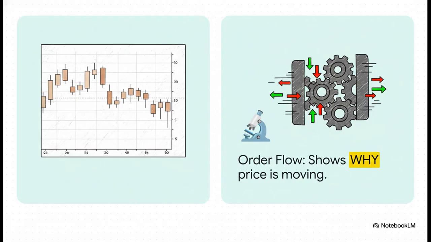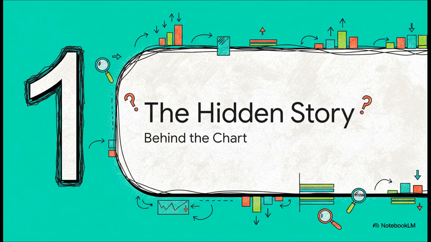And this right here is the whole game. A normal candlestick chart is basically a history book. It's telling you what already happened. Order flow, on the other hand, is like getting a live feed from the market's engine room. It shows you the real-time battle that's pushing the price around right now. We're shifting from looking in the rearview mirror to looking right through the front windshield. So let's start digging into this hidden story.